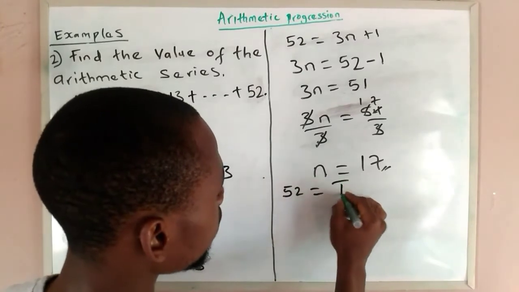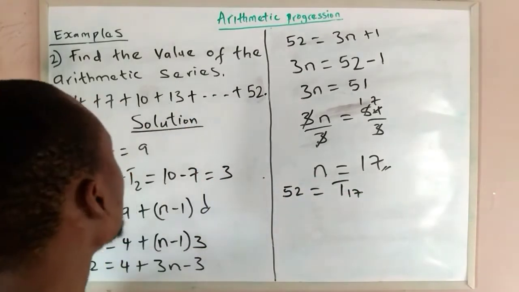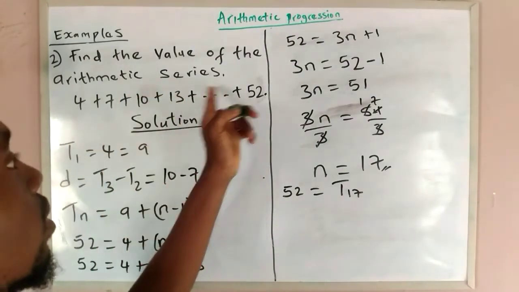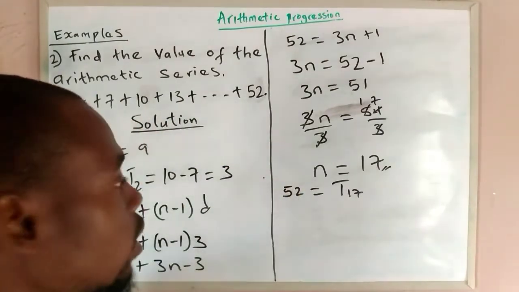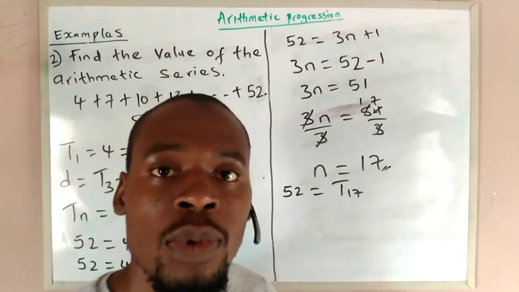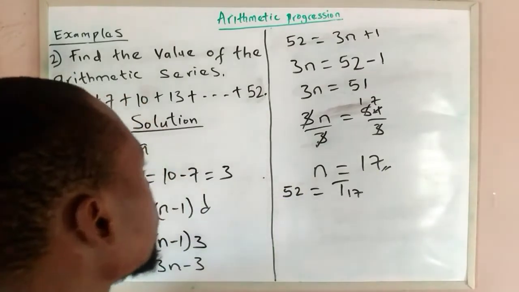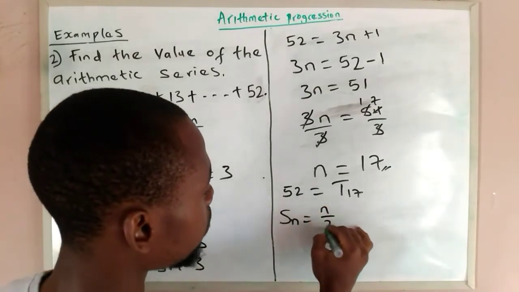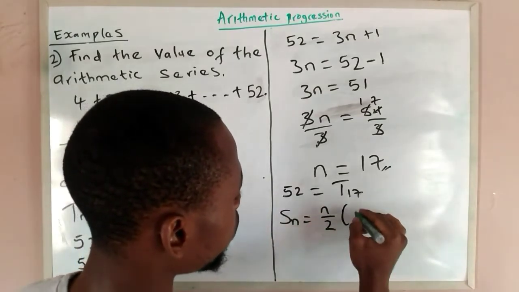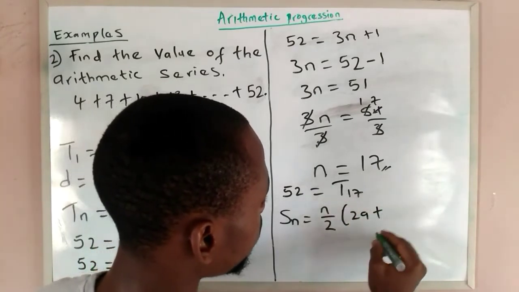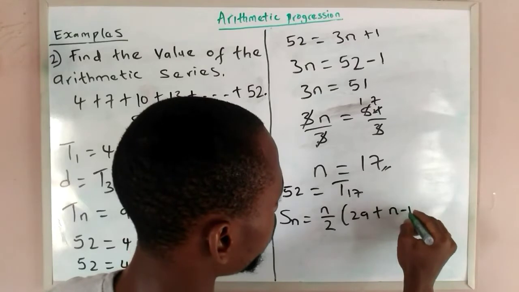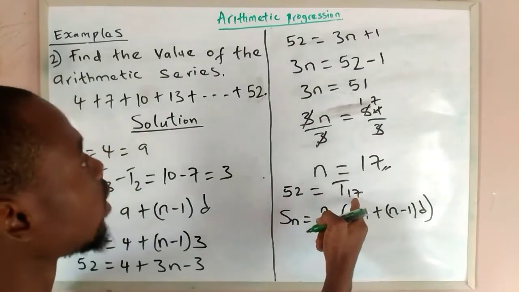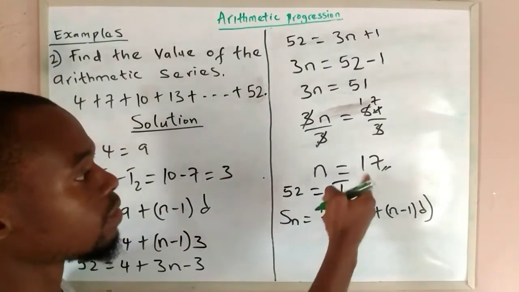is equal to T17. And now, since we are to find the value of this arithmetic series and addition is what is between them, that means we are finding the sum of 17 terms of this series. So we are going to use the formula Sn is equal to n divided by 2 into bracket 2a plus n minus 1 d to get our answer. So now we know that we are summing up 17 terms as we have gotten here.